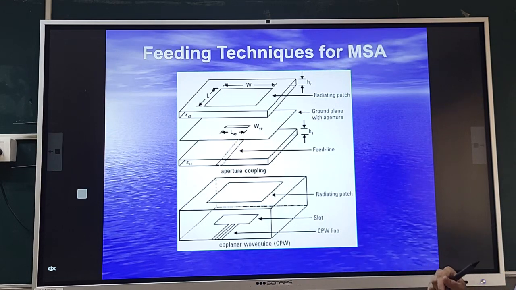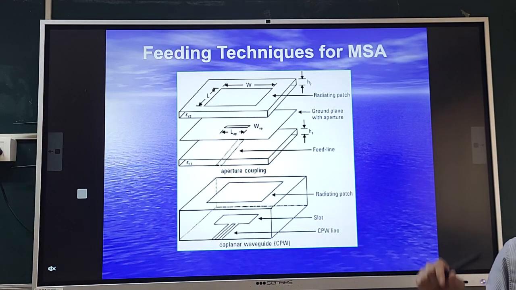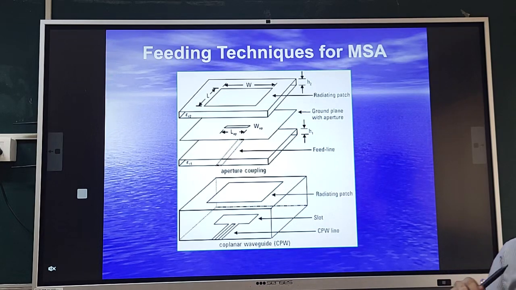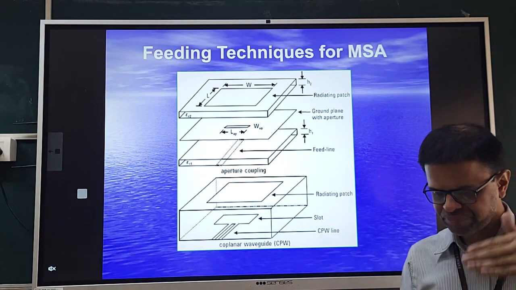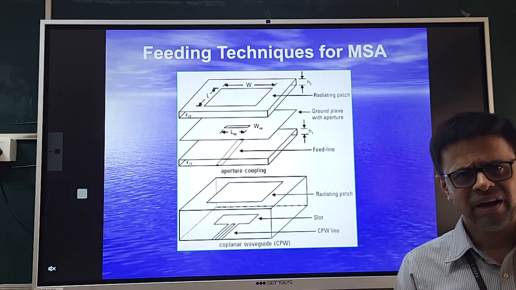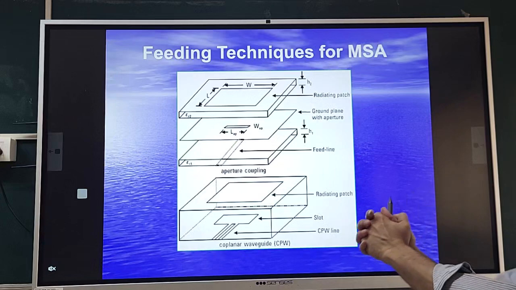So here we have completed the basic introduction to the microstrip antenna. We have talked about substrate selections, different regular patch designs, ground plane selections, comparison of MIC against MSA, and then various feeding techniques of microstrip antenna.